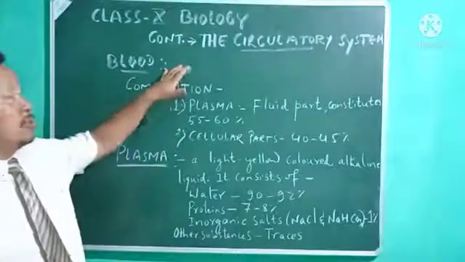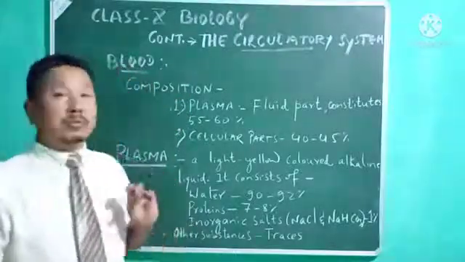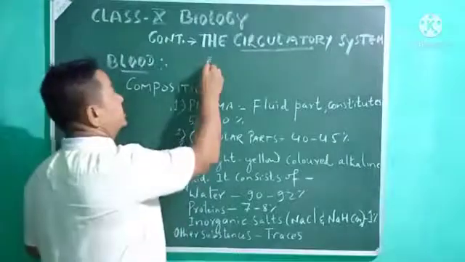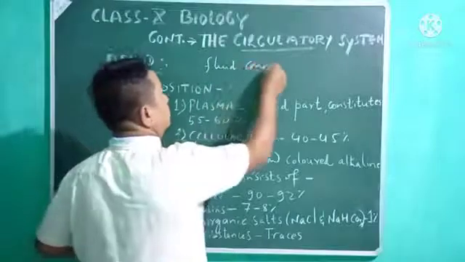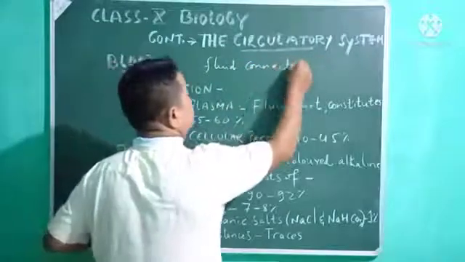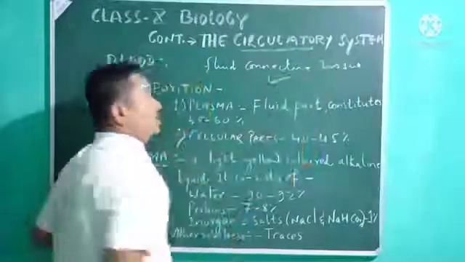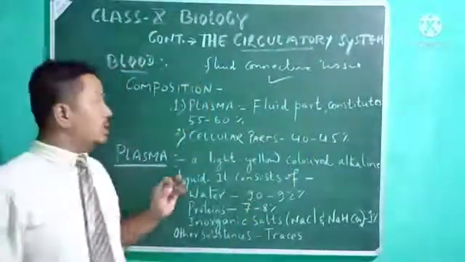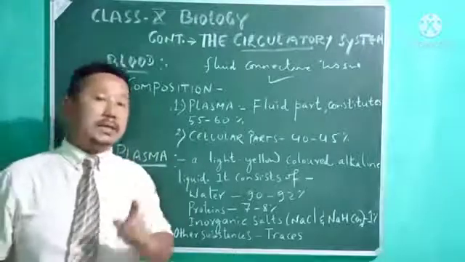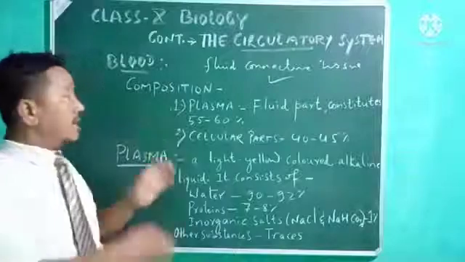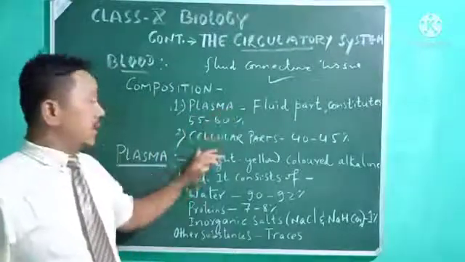As you all know that blood is defined as a fluid connective tissue. Blood is a fluid connective tissue. Okay, so if you go through the composition, you find mainly two parts that compose the blood. They are plasma and cellular parts.